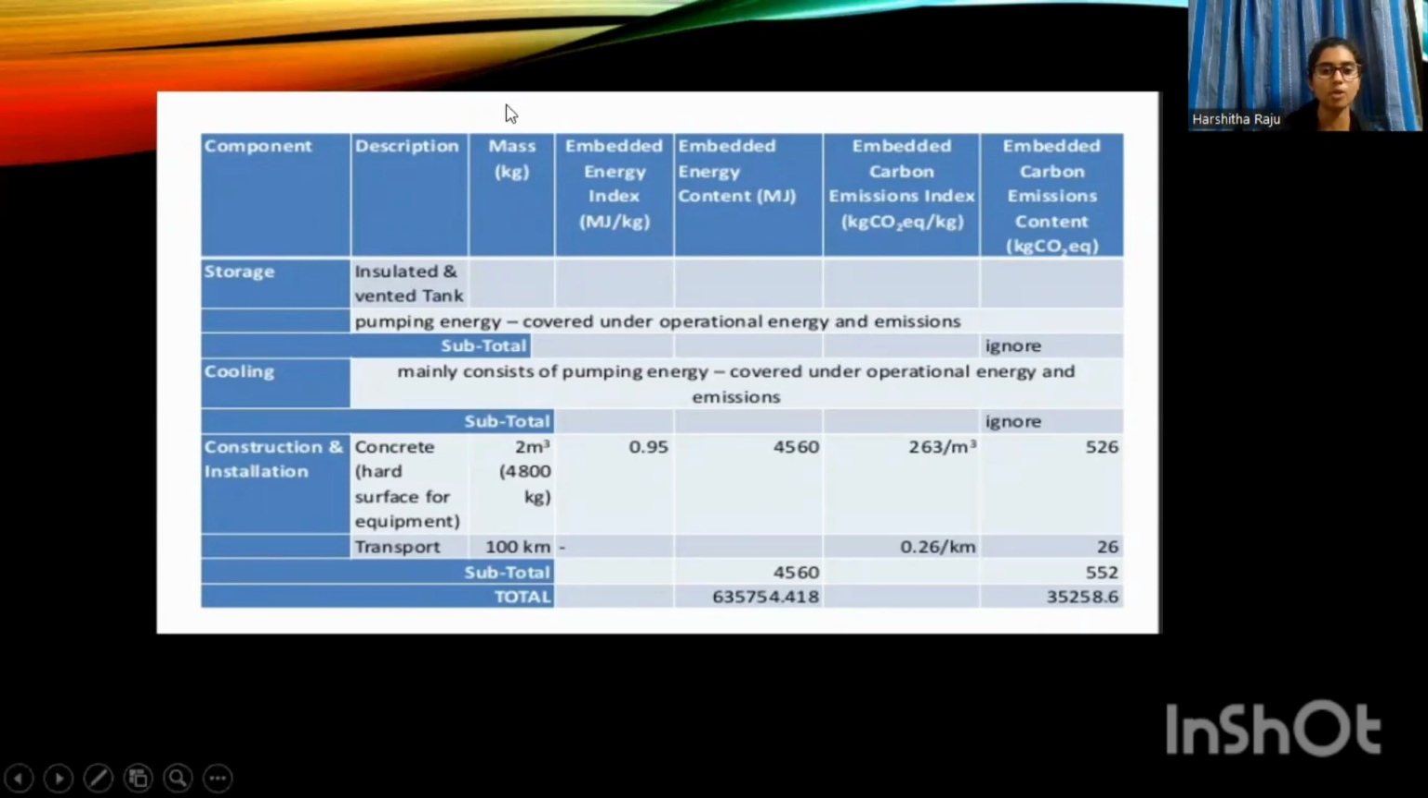So we are going to see the components, what the components are that have been used, and the description of the components. And what is the amount of mass that we are using, and the embedded energy content, and embedded carbon emissions content. So these are the flow diagrams. This is a simple chart of how the components have been allocated with the description, mass, carbon, and energy levels.